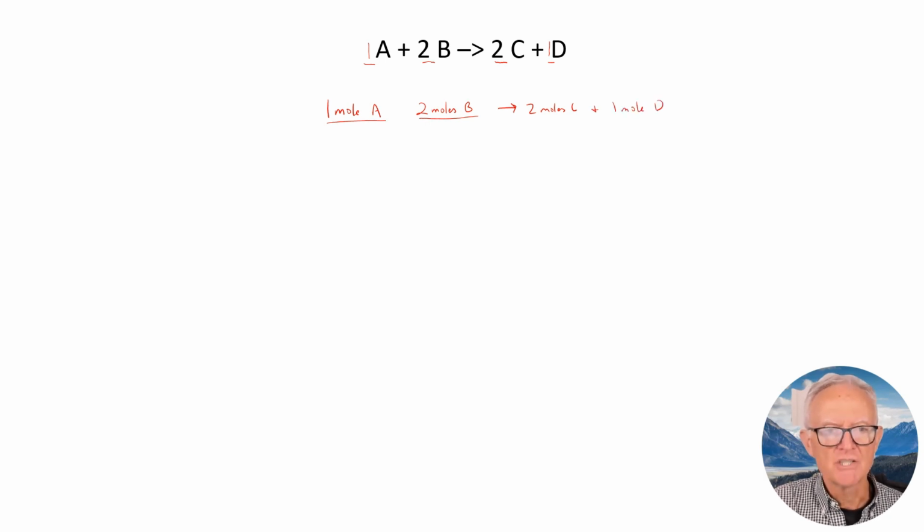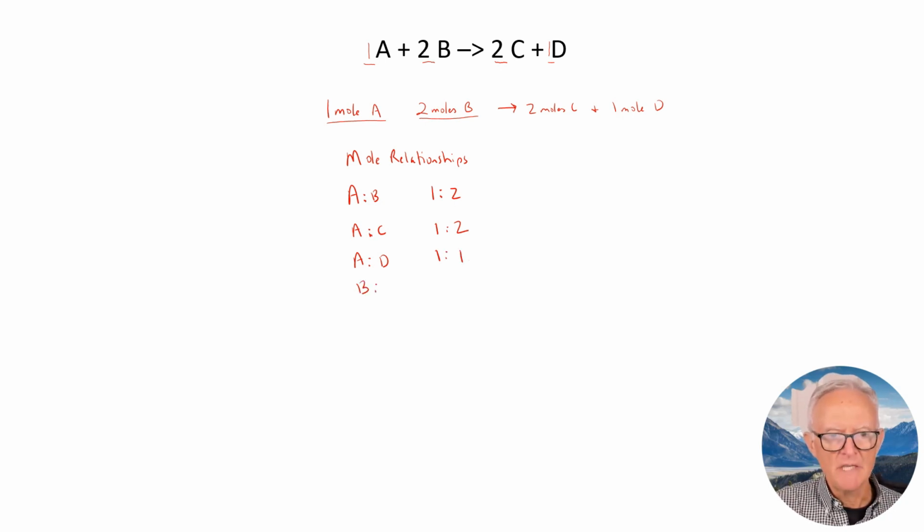So the mole relationships, also known as mole ratios: the ratio between A and B is 1 mole A to 2 moles B. The relationship between A and C is 1 mole A, 2 moles C. The mole relationship between A and D is 1 mole A to 1 mole D. The mole relationship between B and C is 2 to 2. And between B and D is 2 to 1.